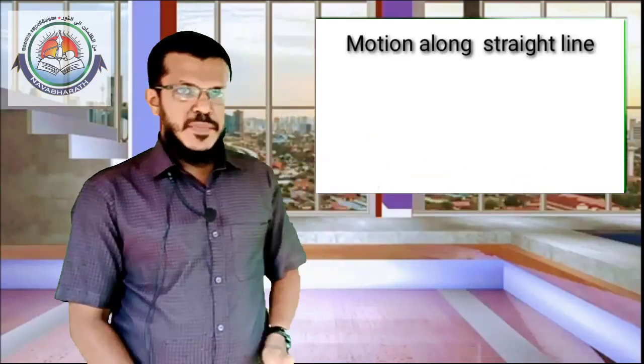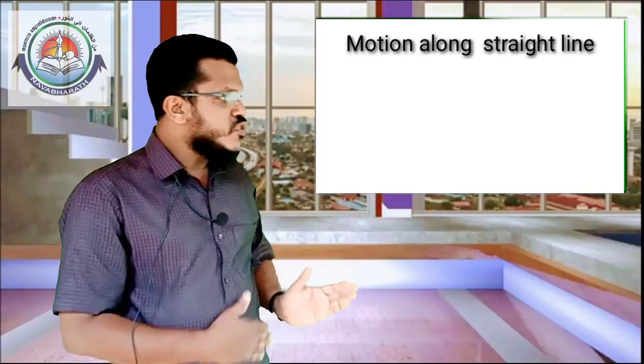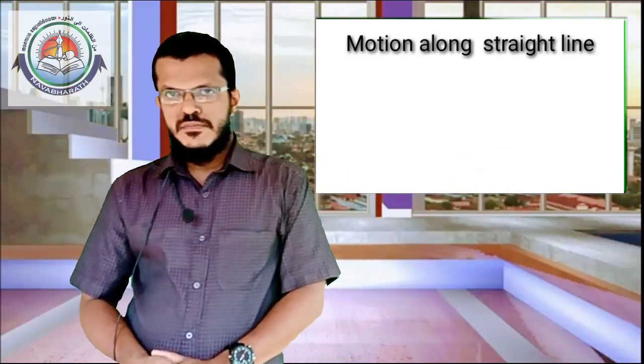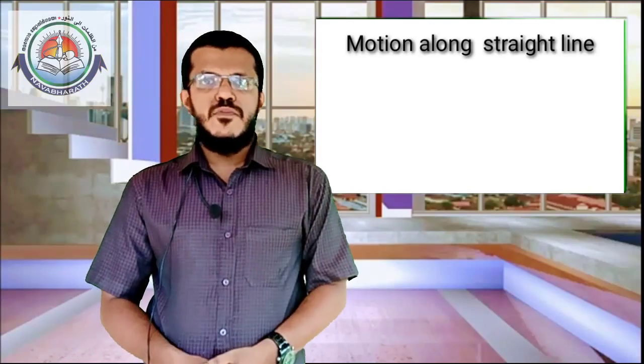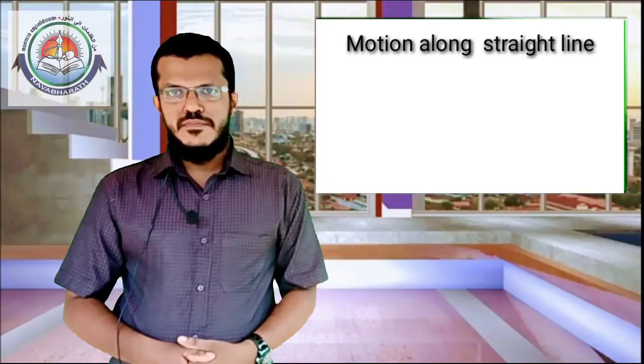Okay, first we are going to describe the motion of an object in a straight line. Now, I am going to describe the motion along a straight line. That is the simplest type of motion, known as motion along a straight line. That means a body moving in a straight line path. Okay, we shall first learn to describe this type of motion by an example.